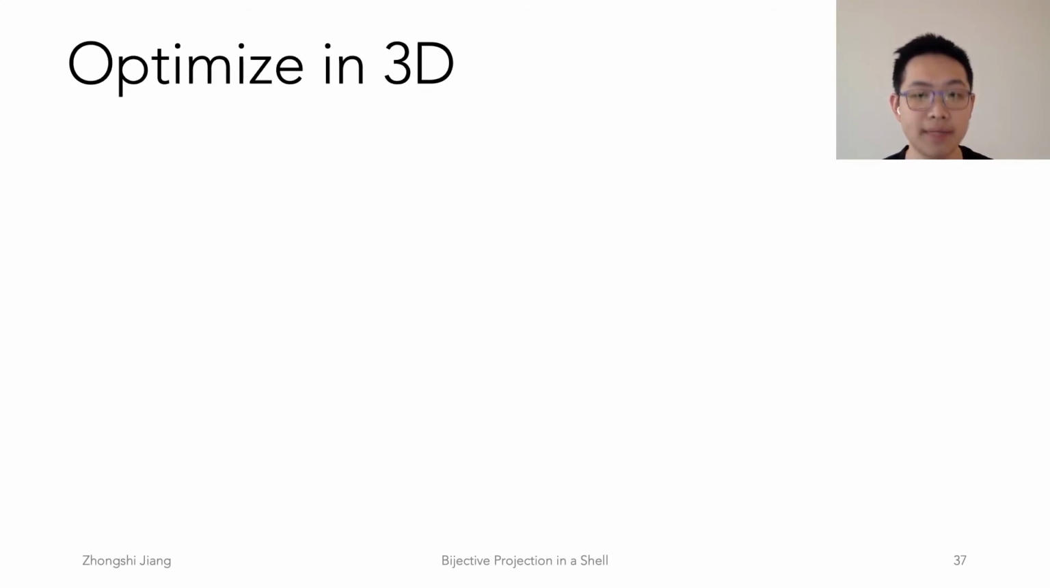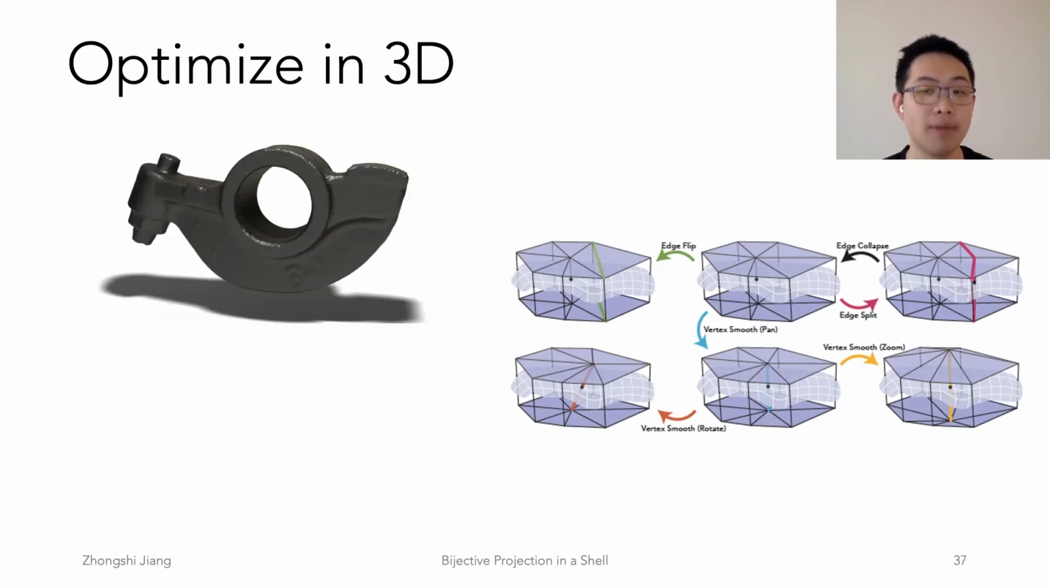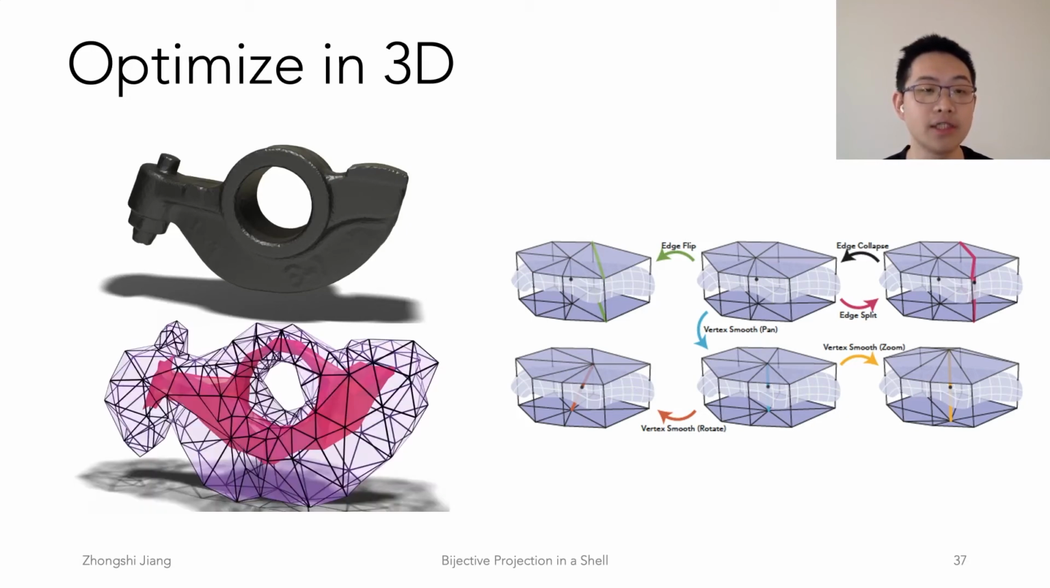As for the shell optimization, a mesh in 3D has more degrees of freedom, and we perform more operations accordingly on the connectivity and positions to optimize the shell. Now we can perform edge collapse, edge flip, and vertex smoothing in the shell. Overall, our pipeline can transform a triangular mesh into a thick and coarse shell.